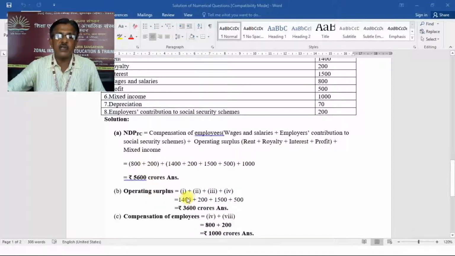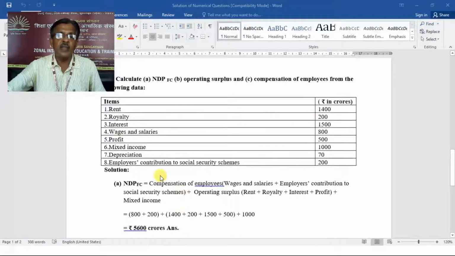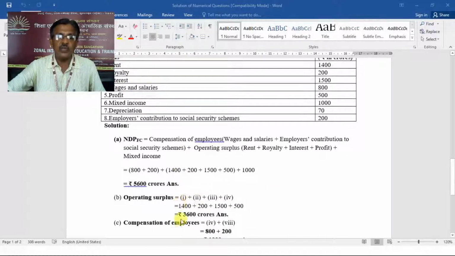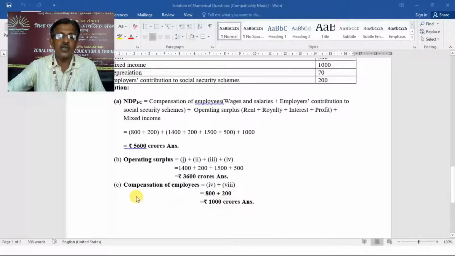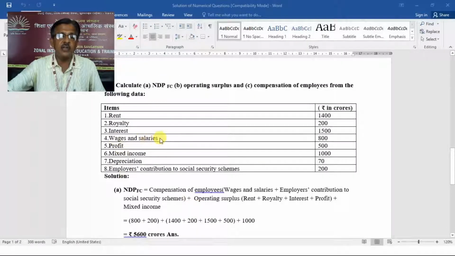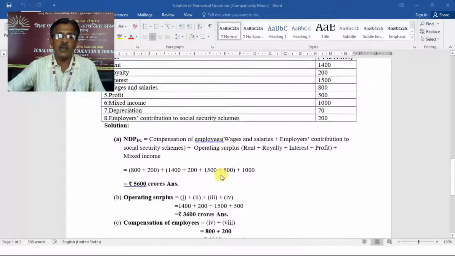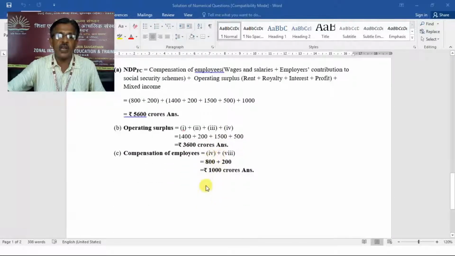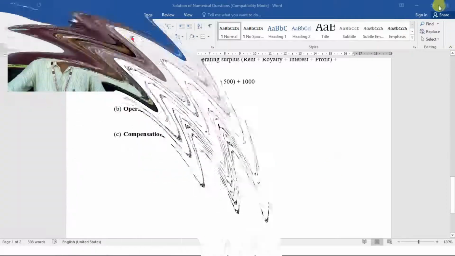Then operating surplus, that is item number 1, rent, royalty, interest, 1, 2, 3. Then profit is also there. So operating surplus is 4 items. You see, I'll say it in this way. Compensation of employees: wages and salaries is a part of compensation of employees, and employers' contribution to social security scheme is a part of compensation of employees. That is why these two are added. So like this you have to practice.